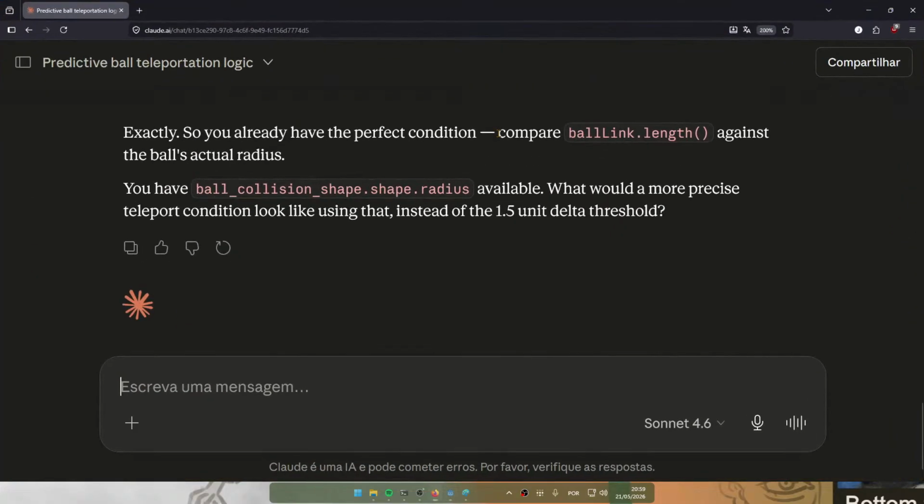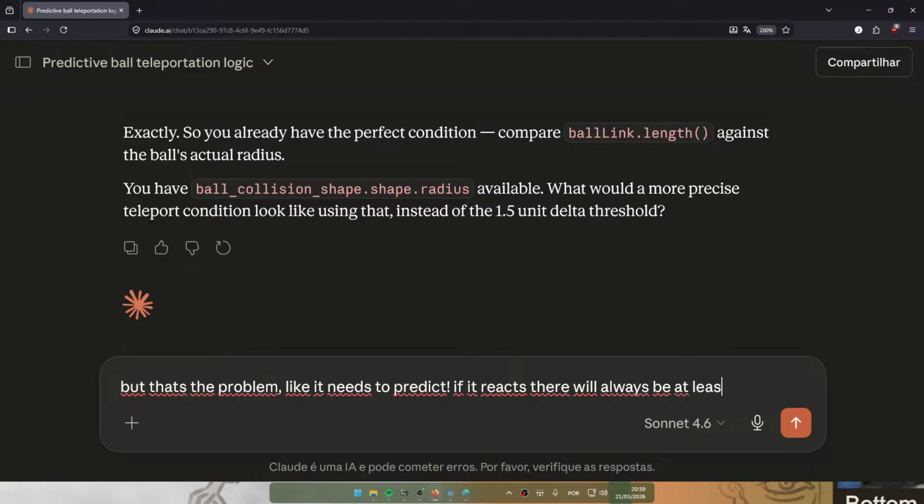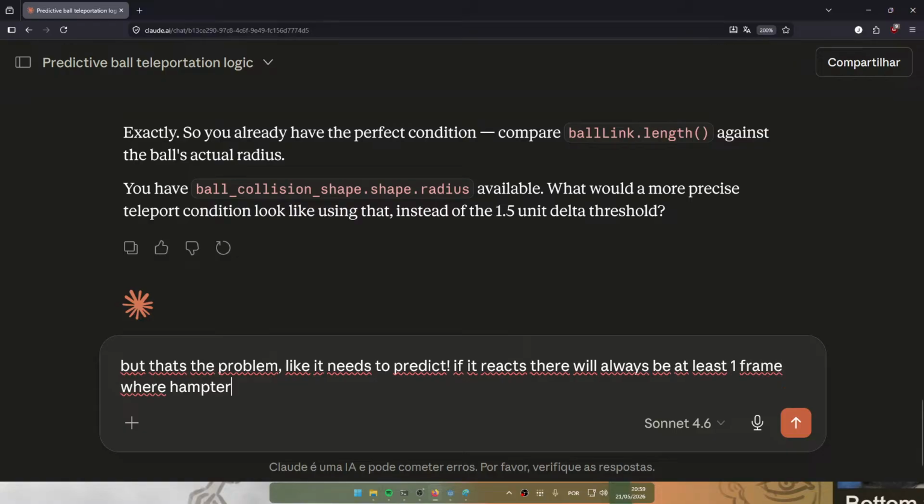Damn, hold on. I need more questions. Hold on. You have a ball link length. Yeah, so I already have the perfect condition. Compare ball link length against the ball's actual radius. But that's the problem, like, it needs to predict. If it reacts, there will always be at least one frame where the hamster crashes into the ball's wall, breaking the momentum.